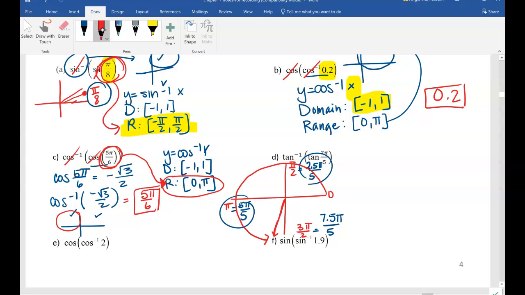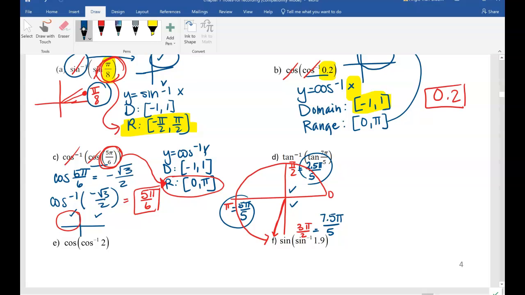Next, it's in quad 3. So quad 3, if you look at the outer component, it's tangent inverse. And tangent inverse can only be in quad 1 and quad 4. Oh no. Does that mean there's no answer? That's not true. Because tangent of 7 pi over 5 is on the inner component, you will always have an answer.